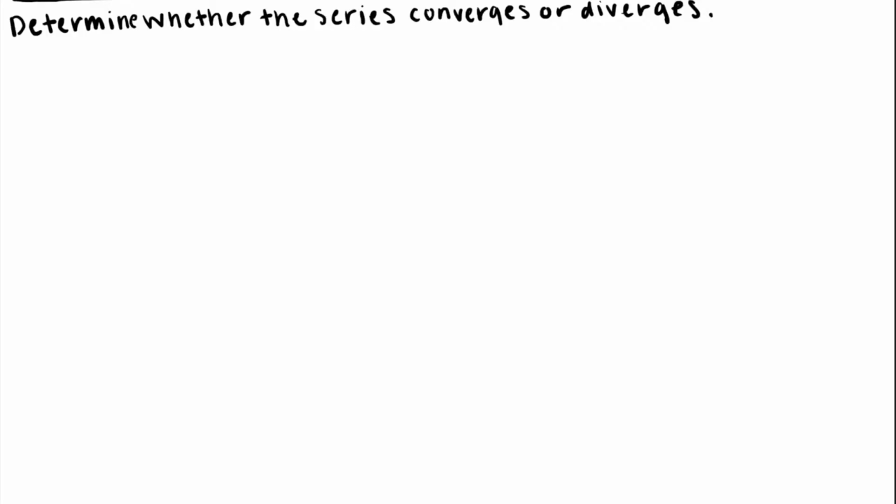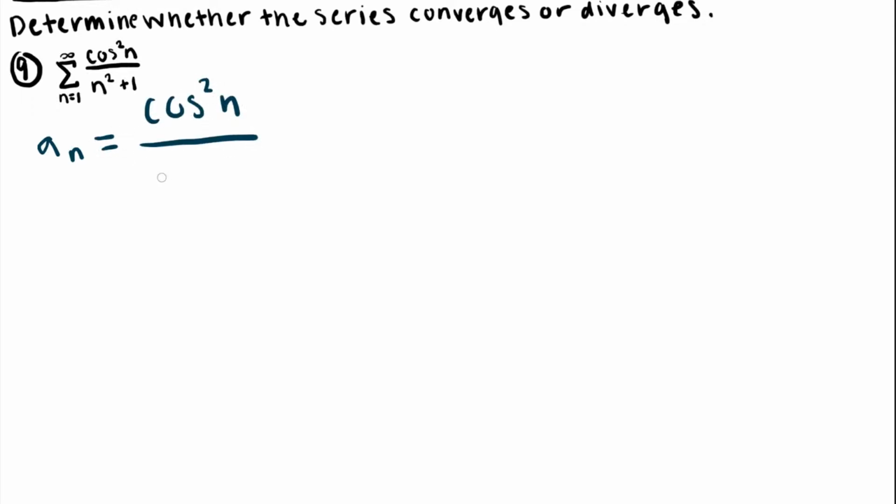Now we're going to determine whether the series converges or diverges. So the sum from 1 to infinity of cosine squared of n over n squared plus 1. Our a of n is cosine squared of n over n squared plus 1. For a b of n, I'm going to take away the cosine in the top, have 1 over n squared plus 1, and then simplify that to 1 over n squared.